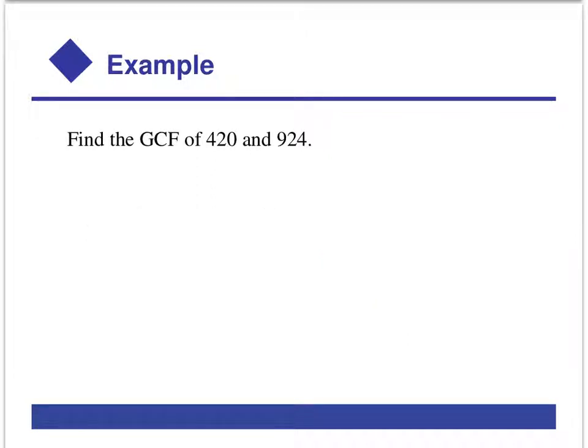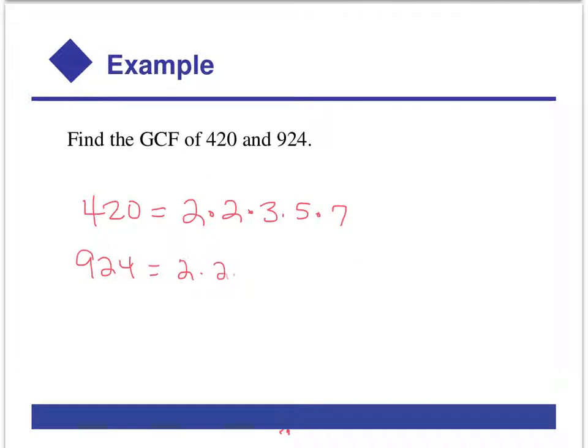Now we're going to find the GCF of 420 and 924 using the prime factorization. I'm going to do these for you, but if you need help learning how to do these, remind me. So we have 420 equals 2 times 2 times 3 times 5 times 7. And then for 924, we get 2 times 2 times 3 times 7 times 11.